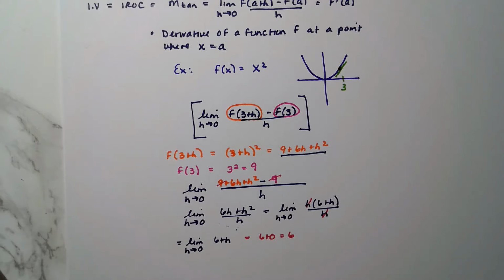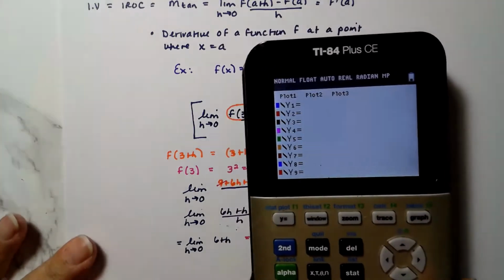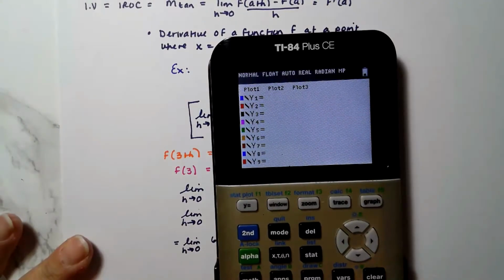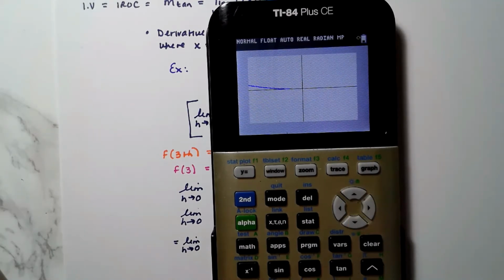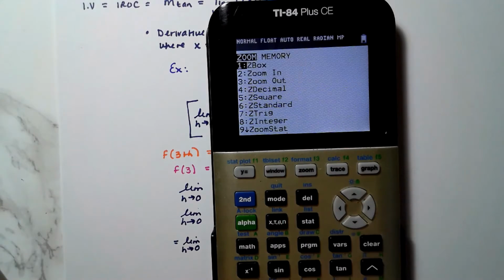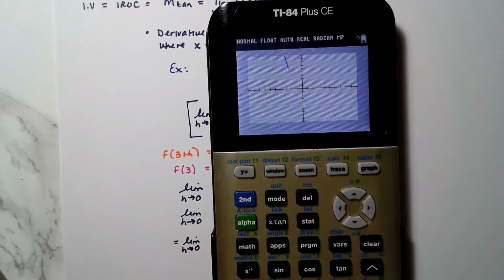Now, I showed the class that your calculator can actually do this work for you. So all you have to do is put your function into y equals. So I'm putting it in y1, and the function was x squared. And then hit the graph key. Now my window's off because I was doing some things, so just do zoom 6. And there's your parabola, okay?